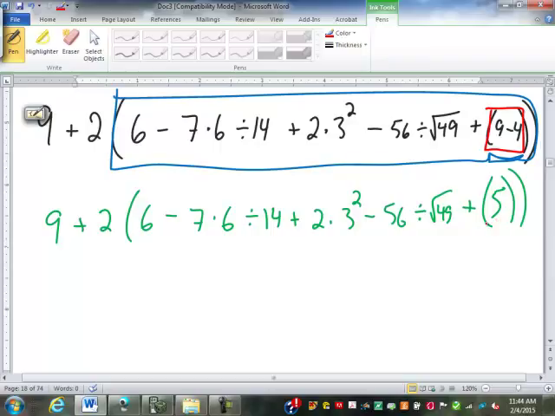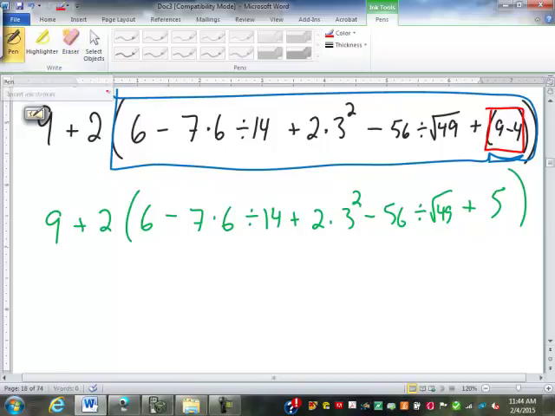Now that we've reduced what's inside that set of parentheses to a single number, we don't need the parentheses anymore. So I'm going to take them out. Now, since I'm going to assume you guys have done some order of operation problems in the past, I'm going to take some shortcuts here. The main one I'm going to take is I'm not going to rewrite the problem every time. I'm just going to start erasing stuff. So I don't need those parentheses anymore. I can just take them out.